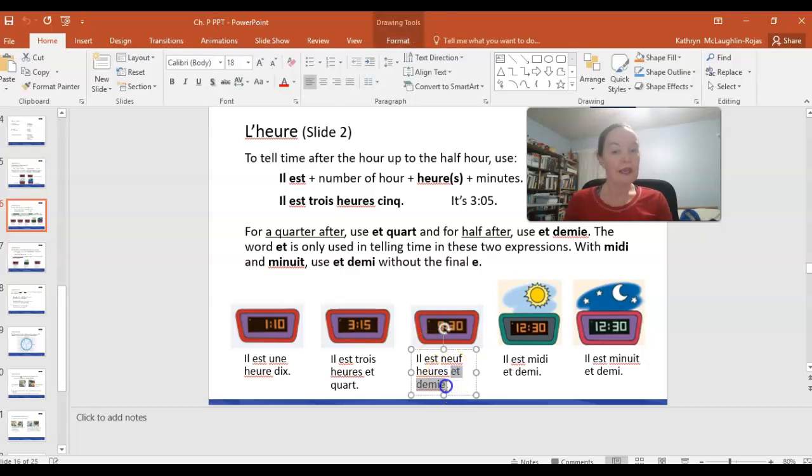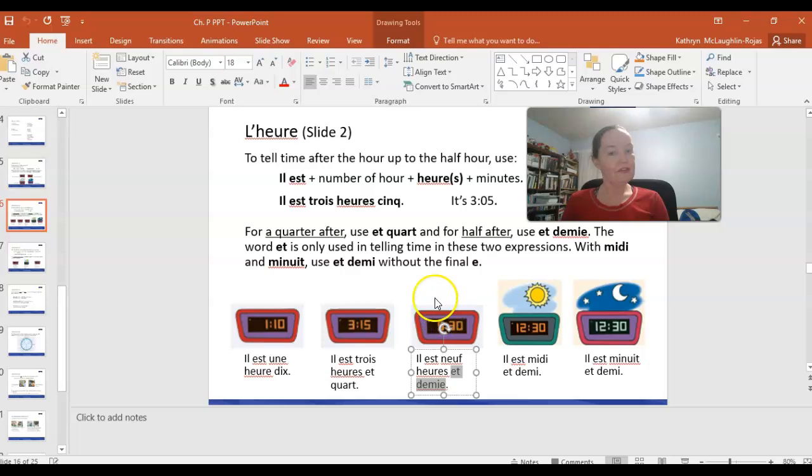9h30. Anytime you're saying et demi for any of the clock times other than noon and midnight, you spell it with the E on the end. D-E-M-I-E. But if you are saying 12:30 noon or 12:30 midnight, it is il est midi et demi or il est minuit et demi, but you do not put the E on the end. So it's just something to remember with those two times.